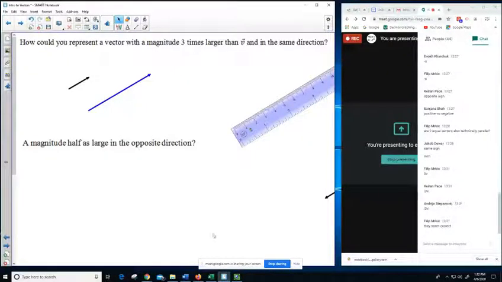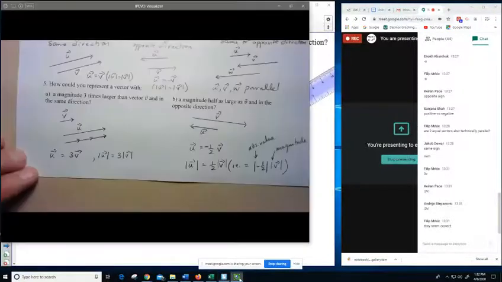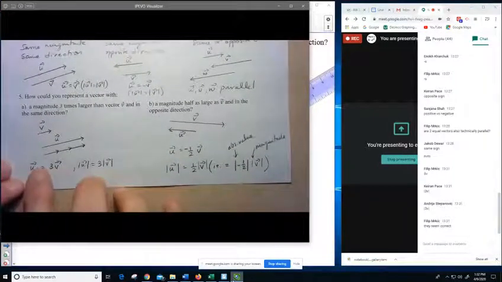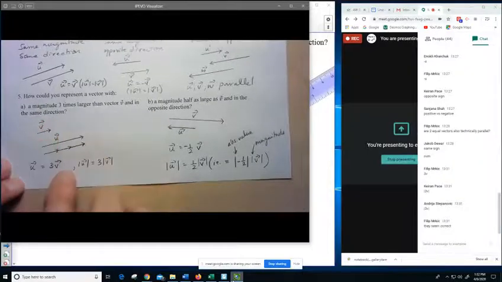But of course, there's nothing to say that that scalar quantity that we multiply might not itself be negative. And of course, what is the effect of a negative? We saw that it represented a vector in the opposite direction. Okay, so when we're trying to represent a vector that's 3 times longer, the way we represent that is by just multiplying the given vector by 3.